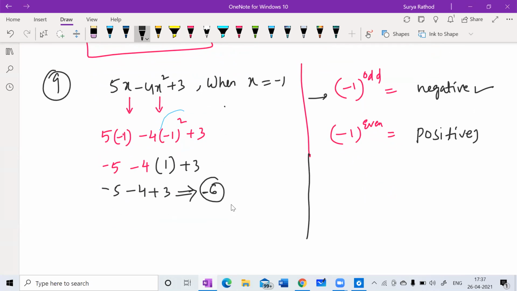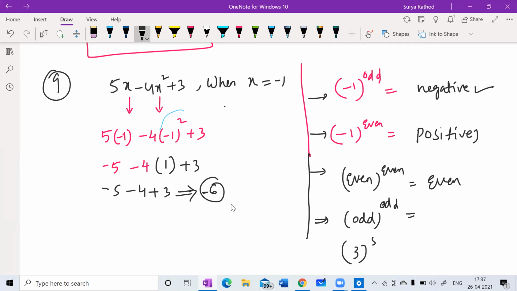One more thing. Even number to the power of even number, what is it going to give me? Even only. Odd number to the power of odd number is going to give me what? Odd. You take any odd number, let us say 3, and an odd power, let us say 3. So 3 to the power 3 is 27. Whether it is odd or even? Odd. So you can try like this. These are very standard results.